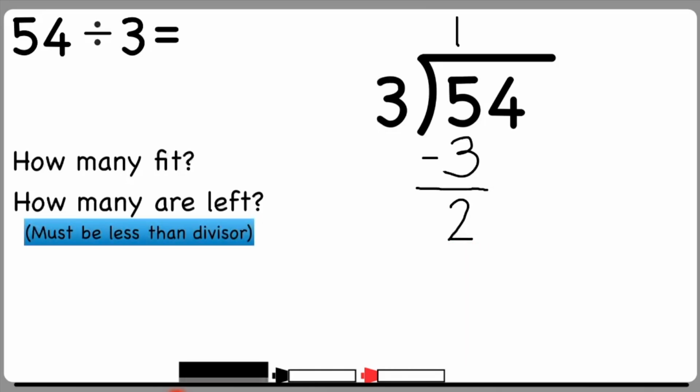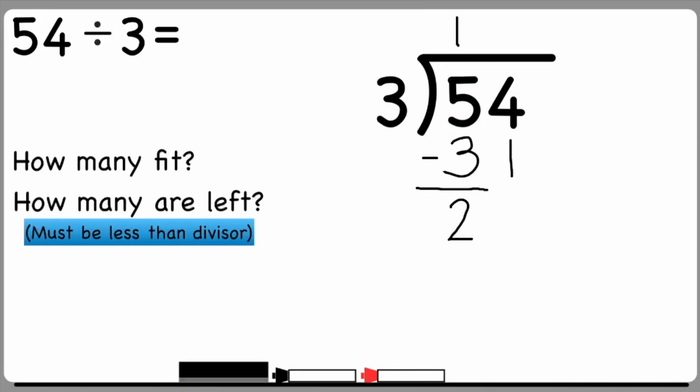The most important thing here is that the number left needs to be less than my divisor. If it's not, I could have taken more. I could have taken another group. But in this case, 2 is less than 3, so I picked the correct number for up here in my quotient. I've used most of my 5. I've just got the 2 left.